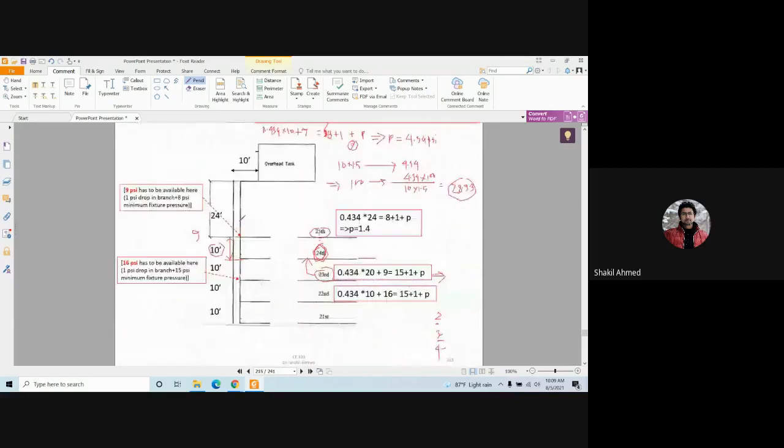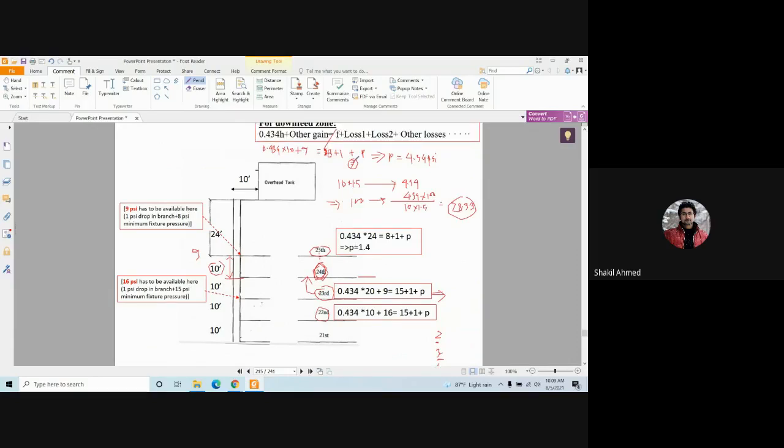22nd floor here. What will be the value, guys? For the 22nd floor, you'll start from here. In the 23rd floor, you had a flush tank. So this is 15 plus 1, right? So 0.434 into 10, because this is your height, plus 16. Why 16? Because whatever you have available, 16 psi. So this is 16.